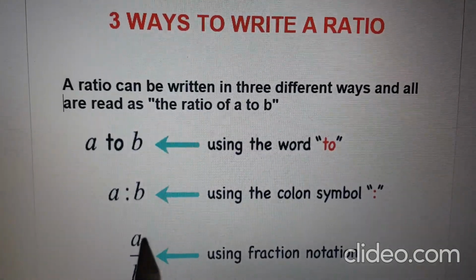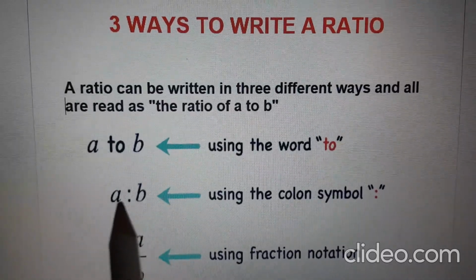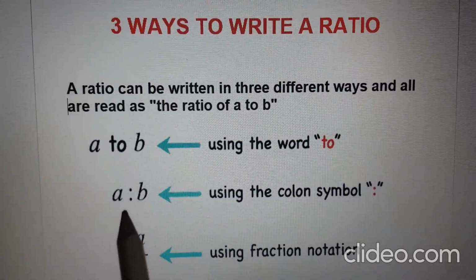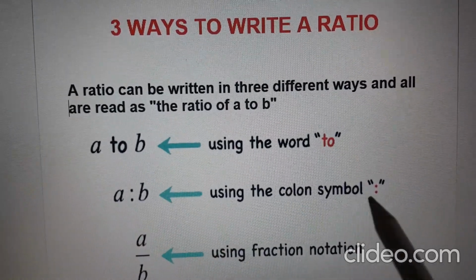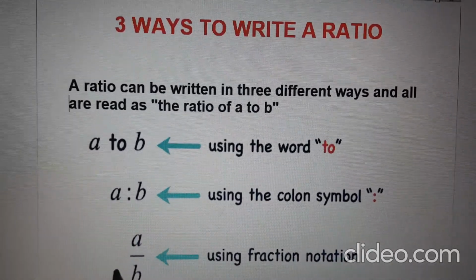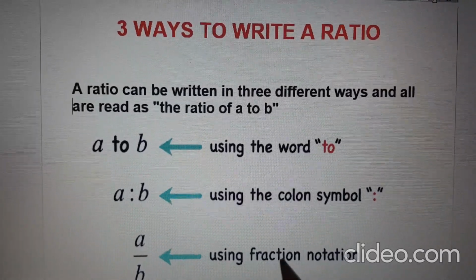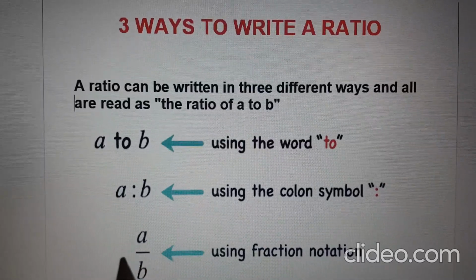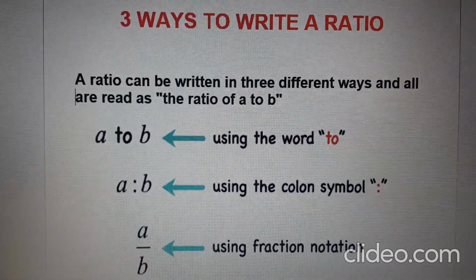A ratio can be written in 3 different ways. A to B using the word to, A:B using the colon symbol, A/B using fraction notation. You can write it as a fraction A/B.